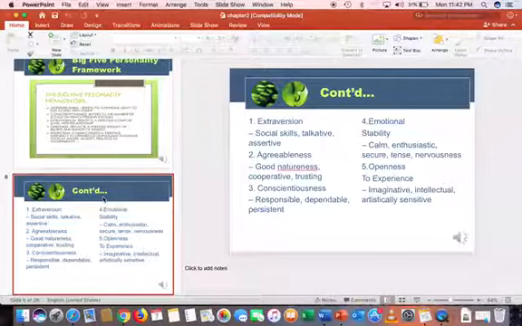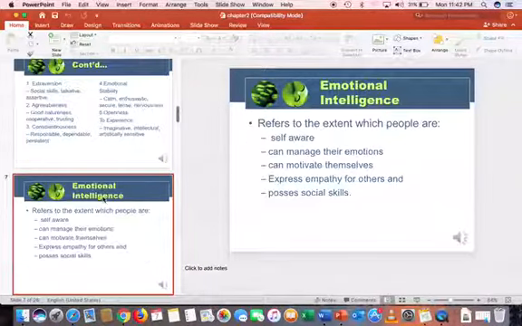While emotional stability means calm, enthusiastic, secure, and not tense in his nervousness, while openness to experience means imaginative, his intellectual power, and his artistic sensitivity.